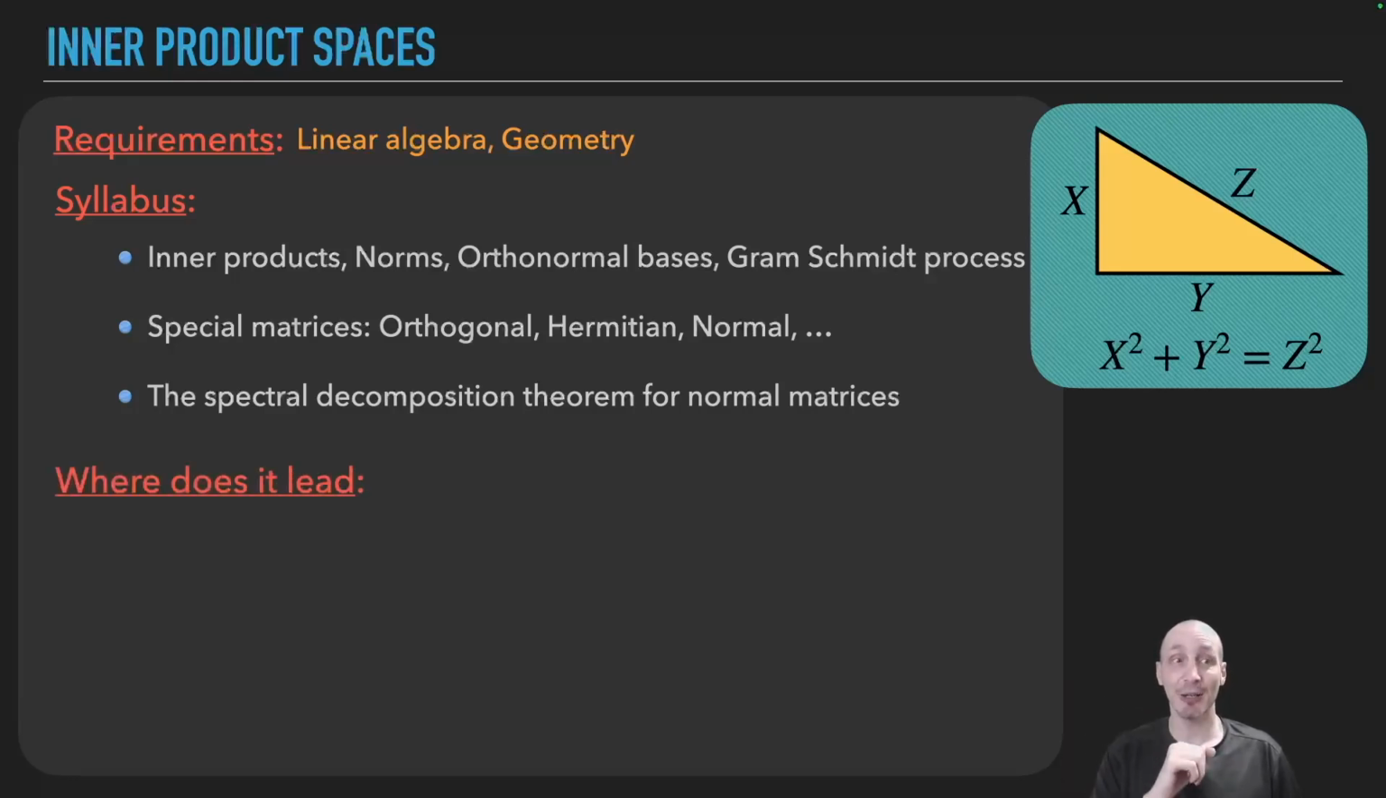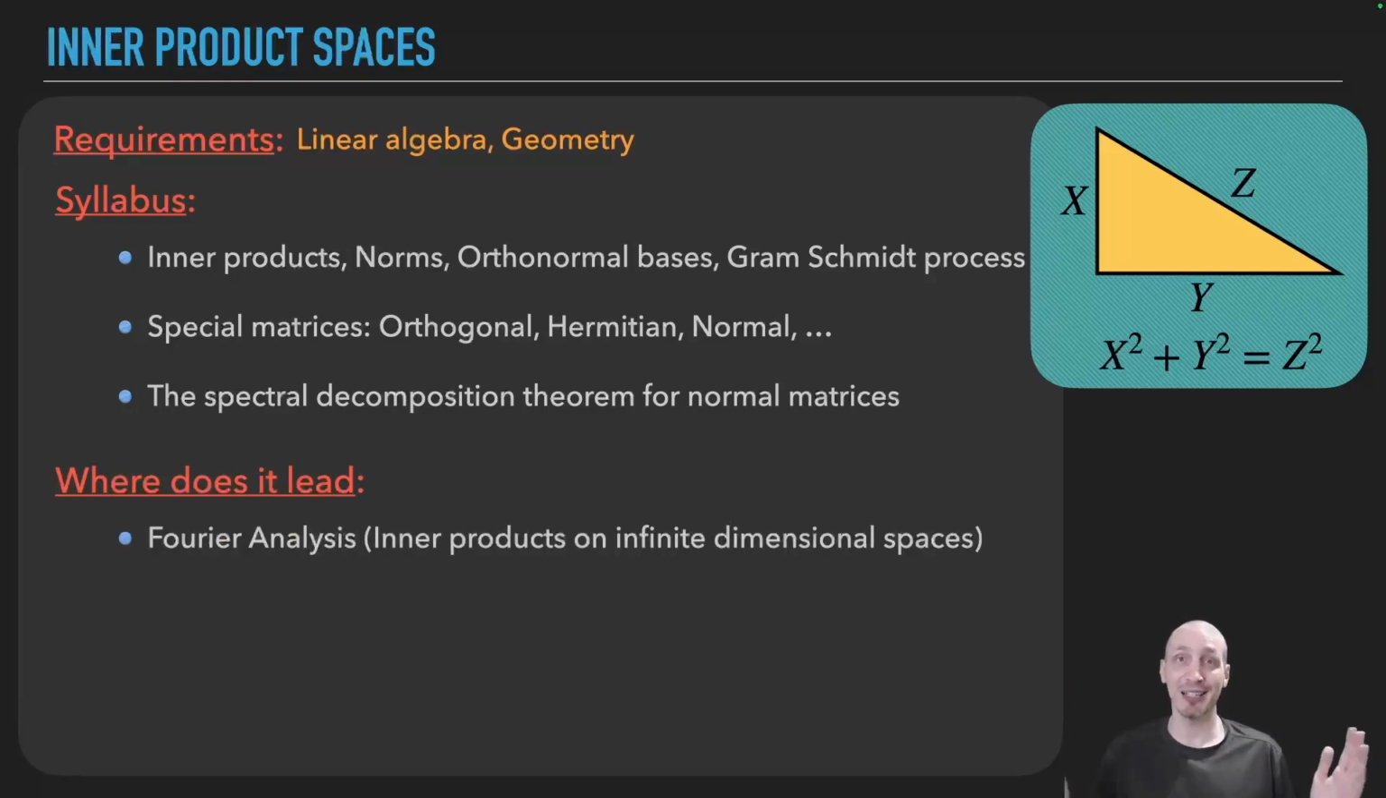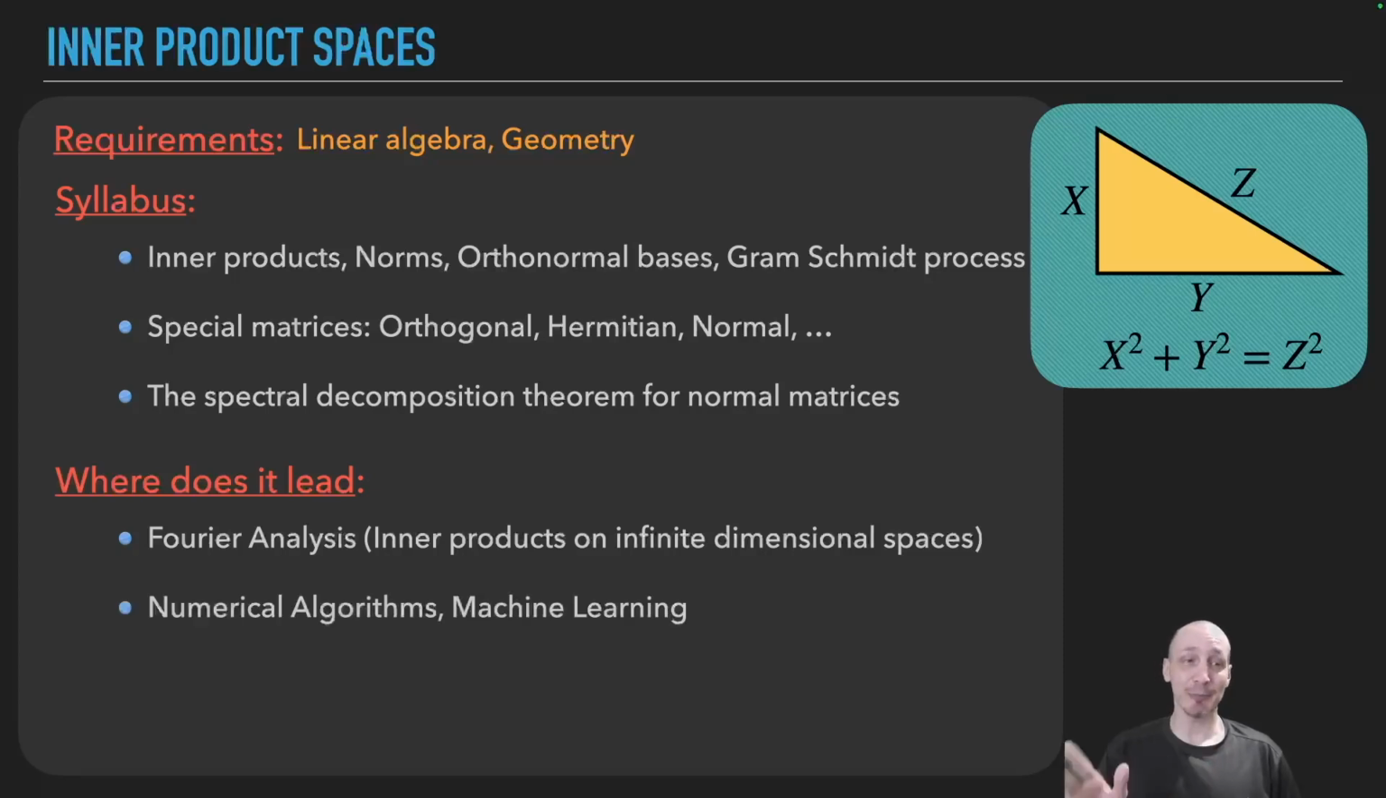And finally, where does it all lead? First of all, as I mentioned before, is Fourier analysis, the Fourier transforms, which is basically inner products on infinite dimensional spaces. This course specifically will be mostly about finite dimensional spaces, though some of the results can be applied in infinite dimensional cases. However, once you go infinite dimensional, you need to add a little bit more calculus into it. So this is Fourier analysis. Second place is all the numerical algorithms and machine learning. Lots and lots of applications of inner product spaces.